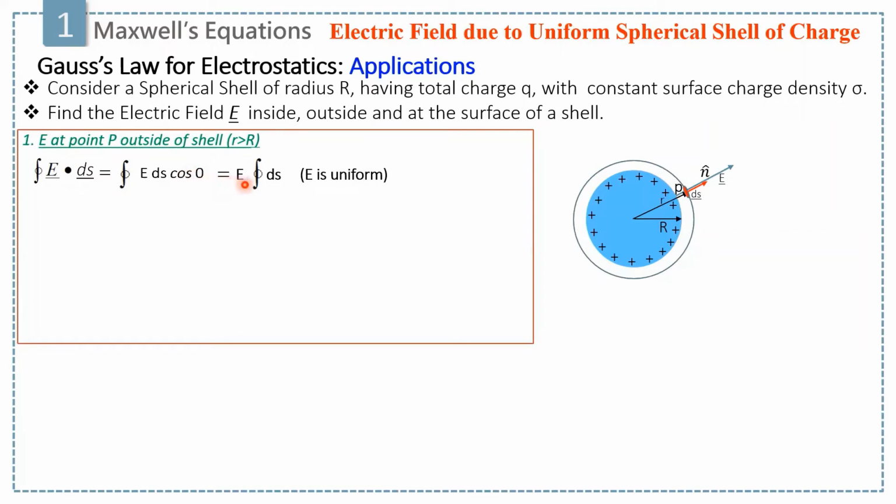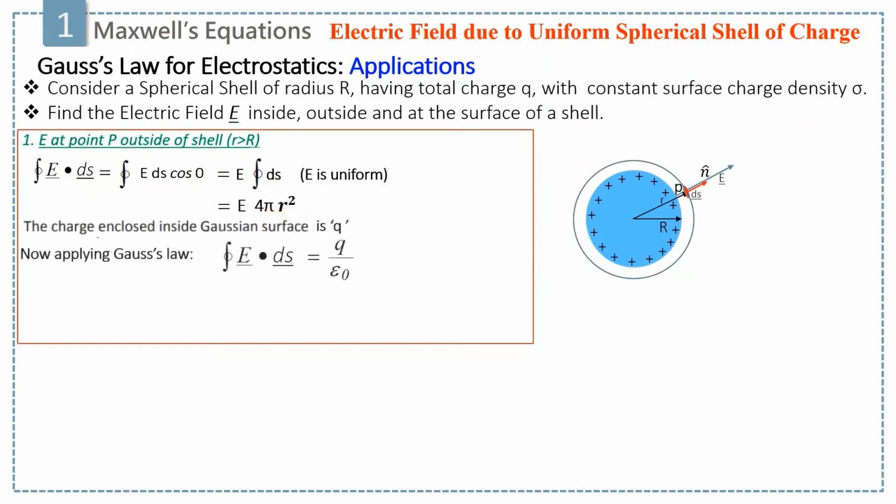So this becomes E times the closed integral of dS. The Gaussian surface area is 4 pi r squared. So we can write E, the electric field, times 4 pi r squared. The total charge enclosed by the Gaussian surface is Q. By applying Gauss's law, the closed integral of E dot dS is equal to Q over epsilon naught. By equating the Gauss's law equation with the derived equation, we get the electric field is equal to Q over 4 pi epsilon naught r squared. This shows that the electric field outside of the shell is like the electric field of a point charge.